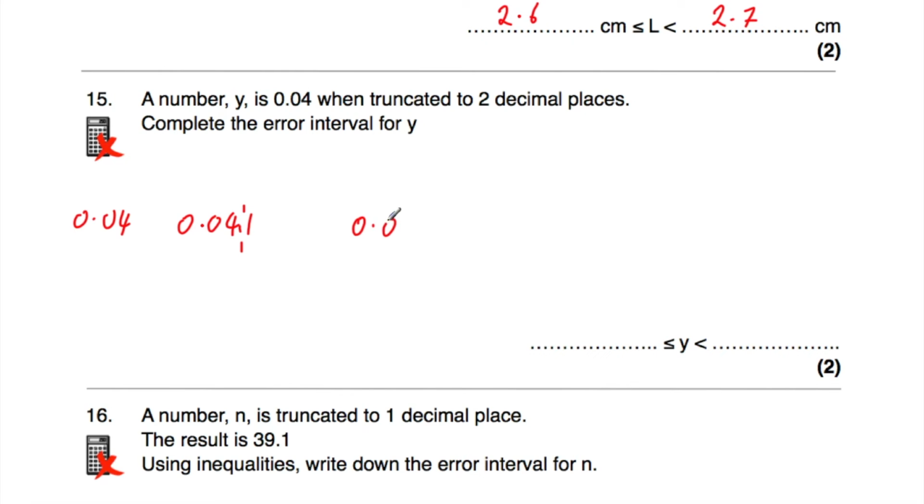It could be 0.0467, when we truncate that to two decimal places, it would still be 0.04. And it could even be anything as high as 0.04999. If we truncate that to two decimal places, again, it would be 0.04. So that means it could be anything up to, but not including 0.05. So that means that y is anything that is bigger than or equal to 0.04, but less than 0.05. And that's it.